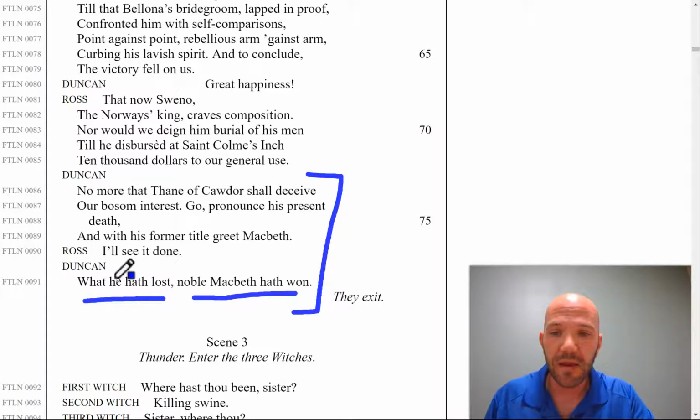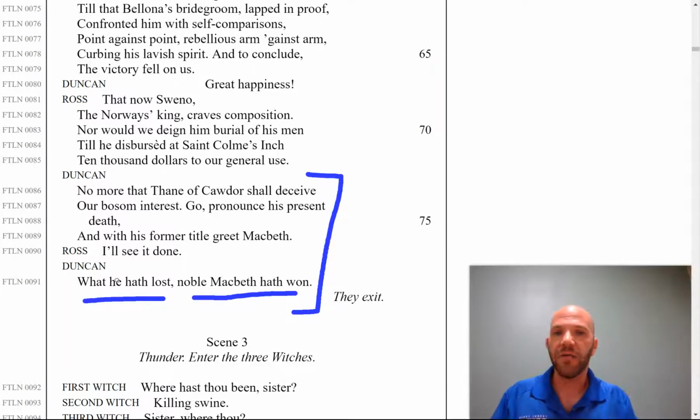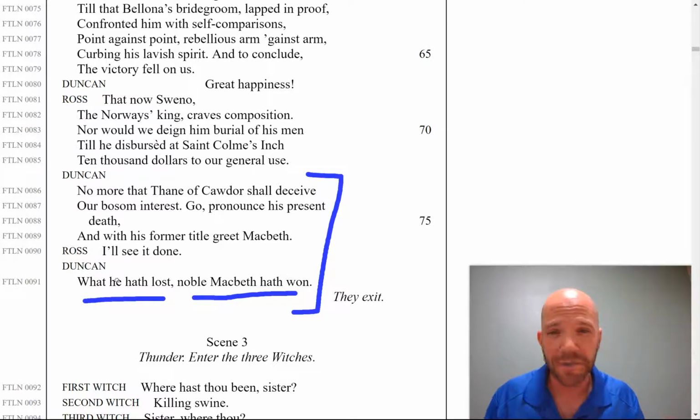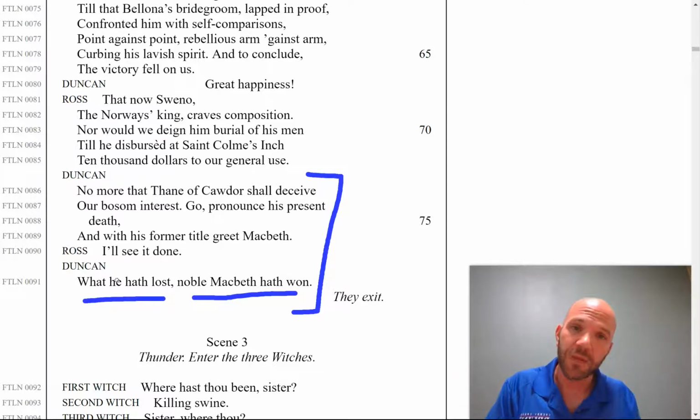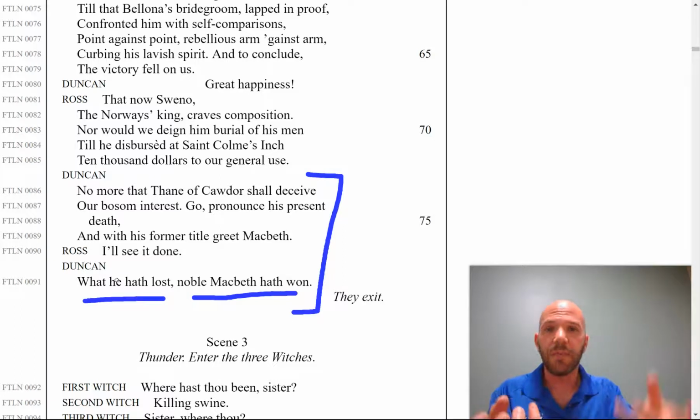All right. He there is who is the Thane of Cawdor. And so again, we have more kind of tying into some of that theme that has started out with things being flipped and upside down. Fair is foul, foul is fair. What the Thane of Cawdor has lost, noble Macbeth has won. One person loses one thing, Macbeth gets the other thing.